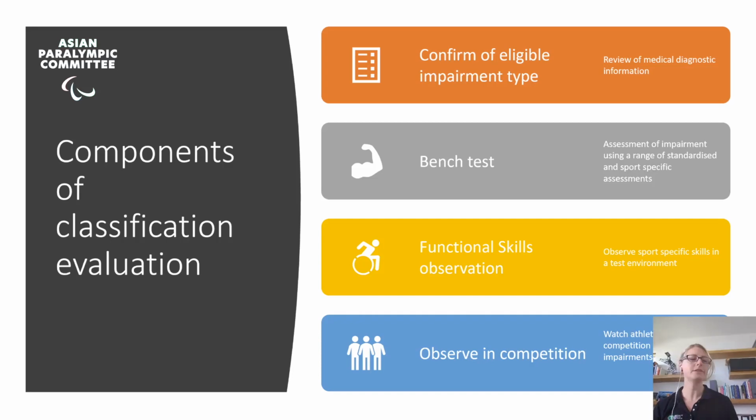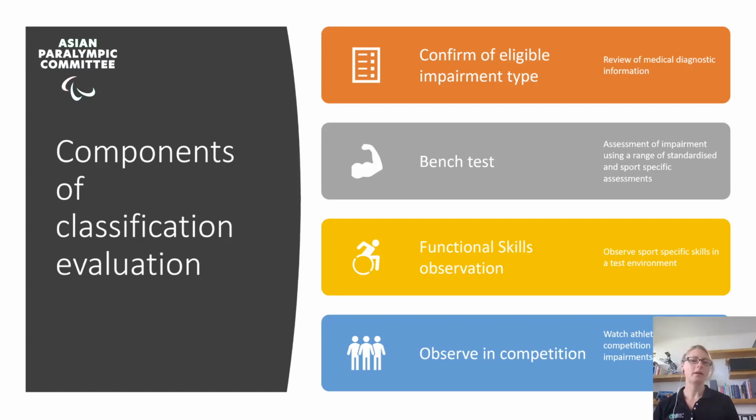We'll then do some functional skills observation. This is where we get the athlete in their chair with their playing equipment, and we put them through a range of drills and exercises to really assess what is the translation of that functional impairment into skills that an athlete might use during the wheelchair rugby game. So we might get them pushing their chair, stopping, starting, turning. We'll also look at ball skills, so catching, passing, dribbling, and holding the ball.